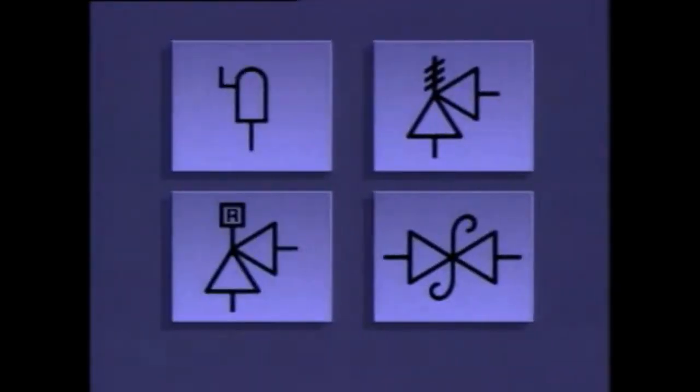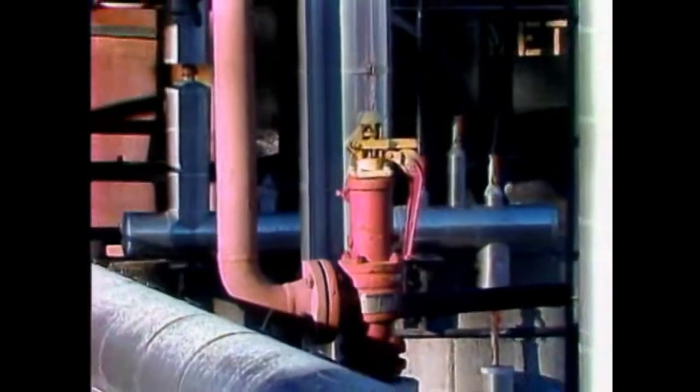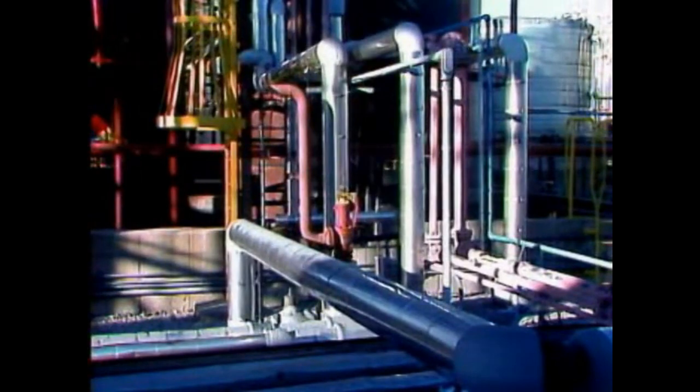On a piping system diagram, a relief valve could be represented by any of these symbols. The relief valve setting is often included beside the symbol for the valve. Because of the way it operates, a safety valve, like the one on this steam line, is well suited for use on steam or other gas systems.